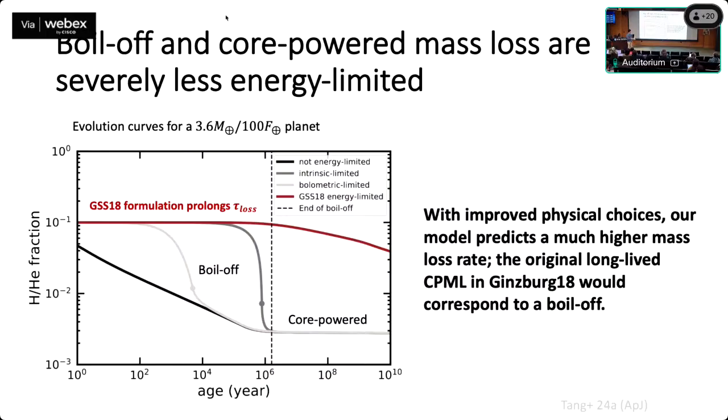Here are the examples. I'm isolating the effects from each of these energy limited escape regimes. But in actual modeling, I self-consistently determine which one the planet is in at a given time. You see that they all converge to a certain mass fraction by the end of boil-off. And after boil-off, there is just no long-lived escape, because boil-off strongly removes material, making the planet small, and the escape is not efficient after that.